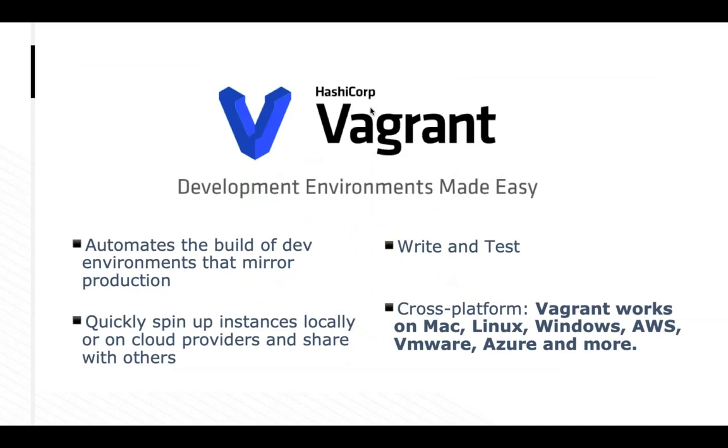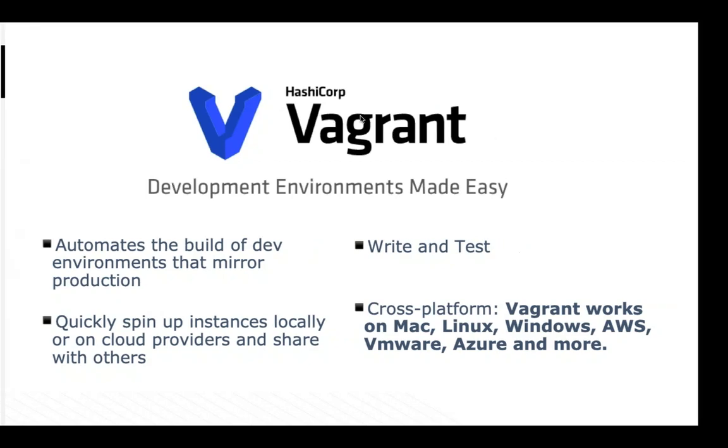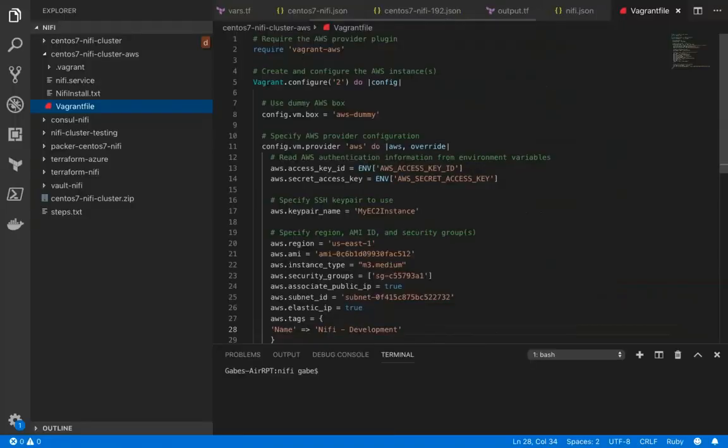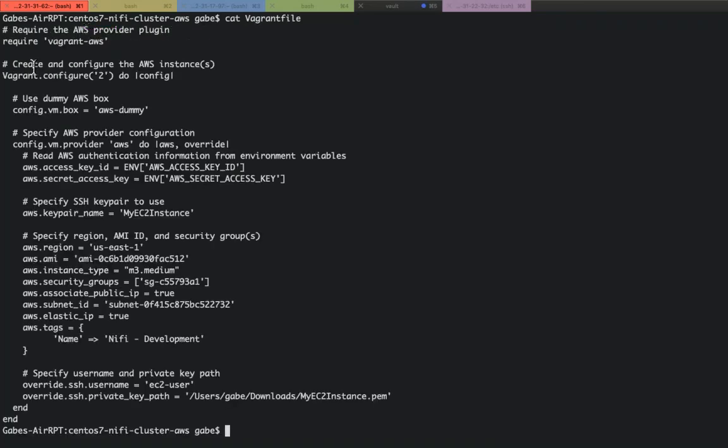It is cross-platform, which makes it very popular. I'm running this on my Mac, but I could run it on a Windows machine or within a VMware environment. The way it works is that you create what's called a Vagrant file. If I look at this Vagrant file, because NiFi is a big Java hog, I don't have enough local memory on my little MacBook Air to run this on my local computer. But that is actually what a lot of people do.